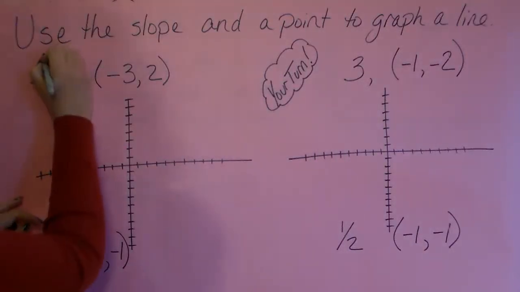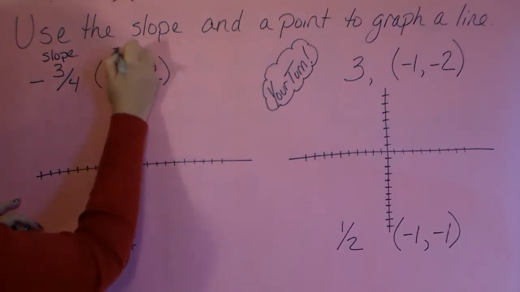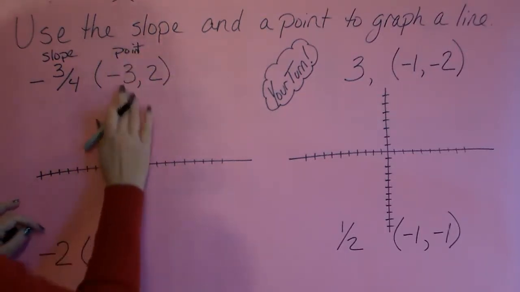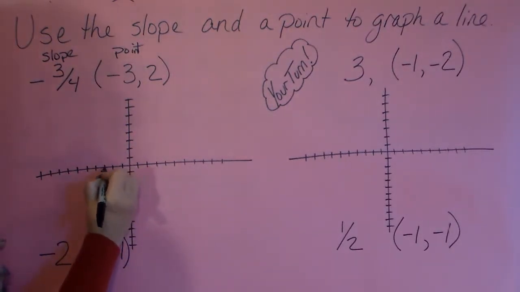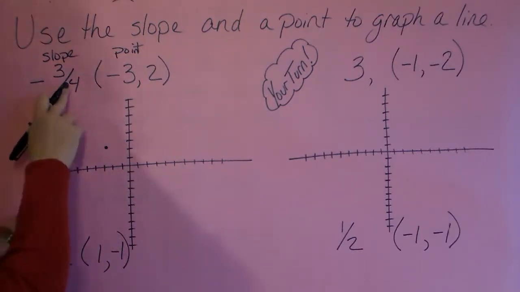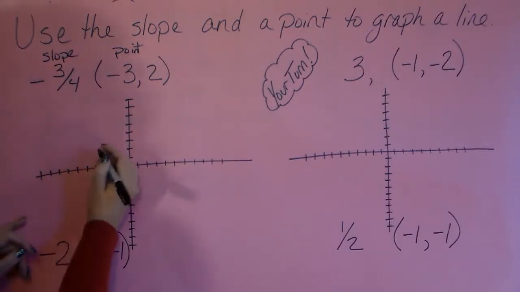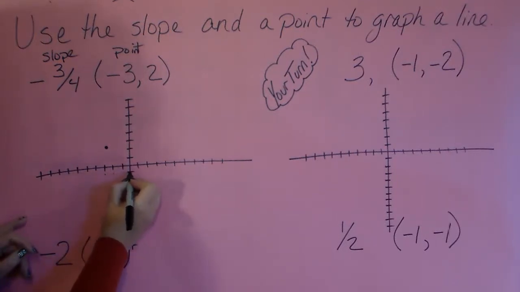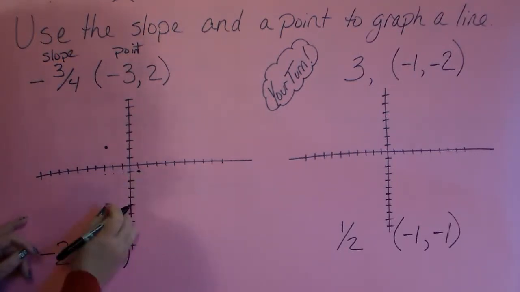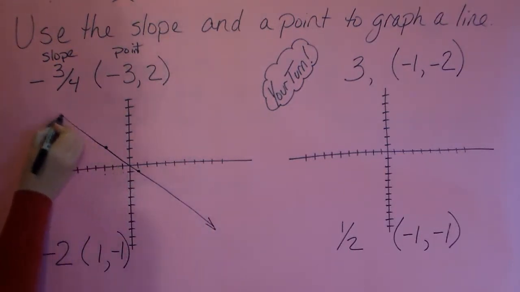This is our slope. We have a slope of negative 3 over 4, and we have a point that is negative 3, 2. So we're going to start at our point, negative 3 and up 2. We're going to start there, and we're going to have our slope. Now our slope says we're going to go down 3 and over 4. So we're going to go down 3 and over 4. And there is our next point on our line. And we can draw our line this way.